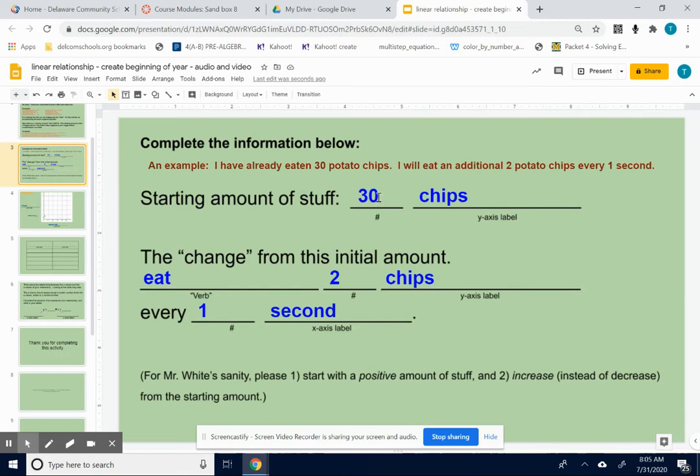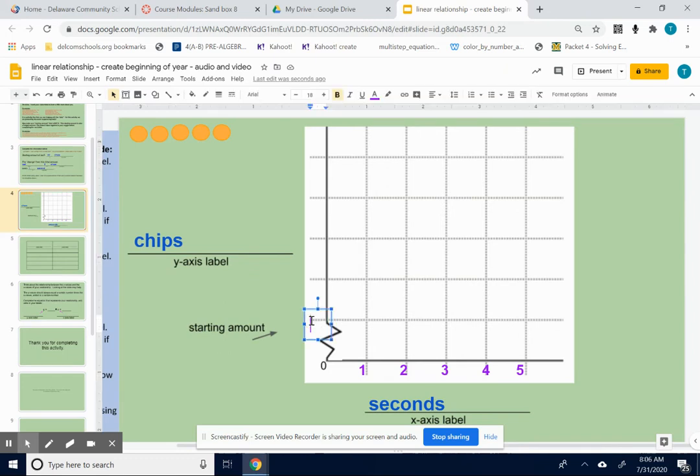And then from there, I'm going to number by twos, because it says I'm eating 2 chips every second, 2 chips a second. So I'm going to type my 30, and then from my 30, I'm going to add 2s to that. So it's going to be 30, and then 32, 34, 36, 38. That idea. My starting amount is 30, and then from there, I'm going to jump up by 2s. So it'd be 32, 34. Please ask if you have questions on this.